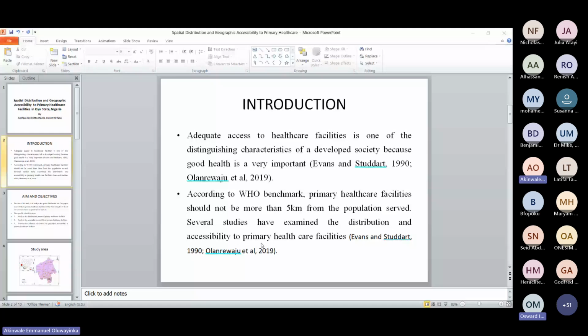So now, adequate access to healthcare facilities is one of the distinguishing characteristics of a developed society, because good health is very important.